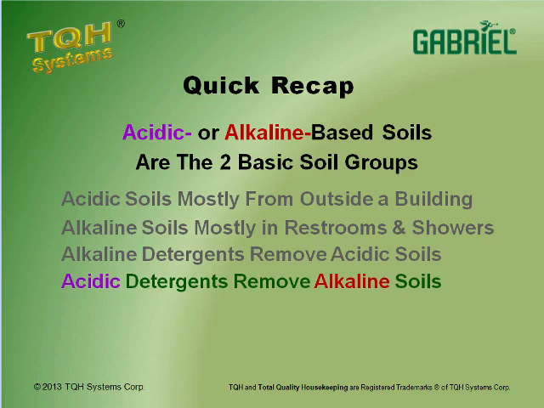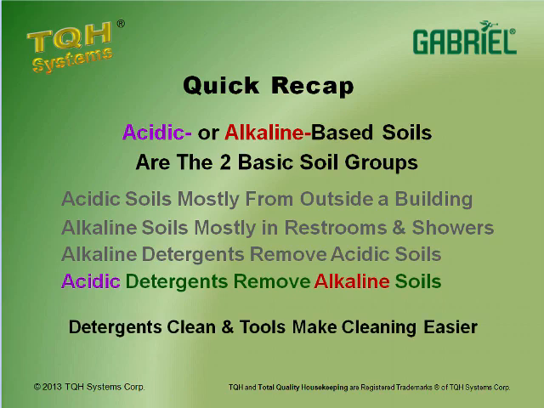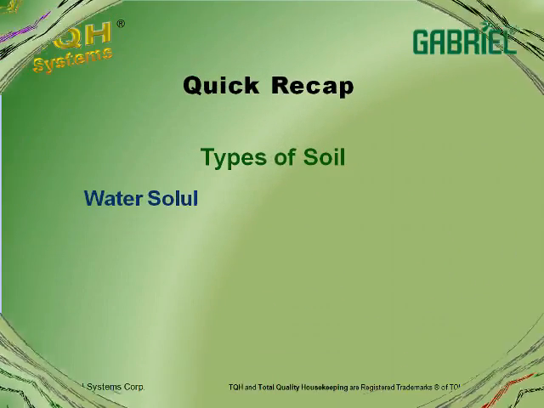There's only two detergents you need in your cleaning program. Detergents clean and tools make cleaning easier. You don't go out and buy a bigger machine if you're not getting something clean. You have to find the chemical so that you can clean something by hand. As soon as the chemical proves itself, then you match up the machine to the chemical.